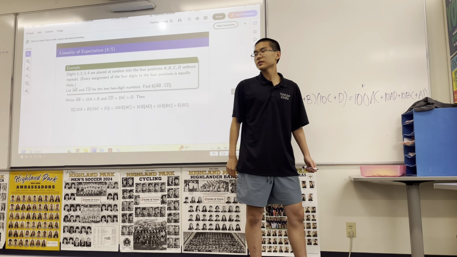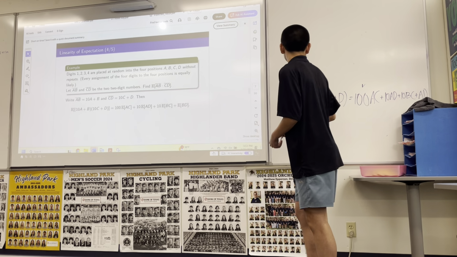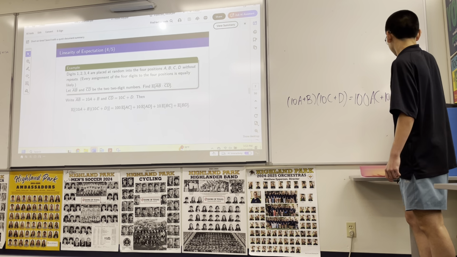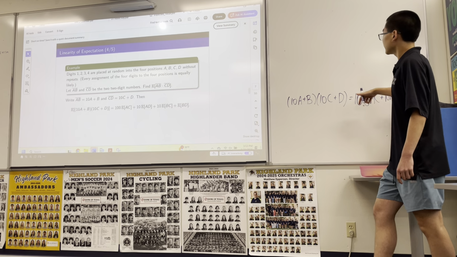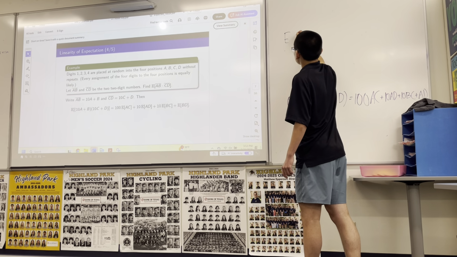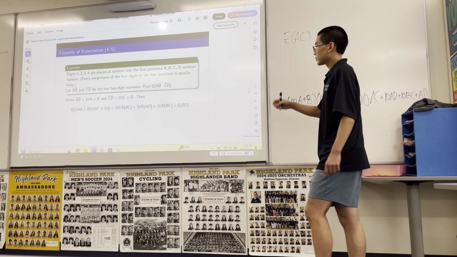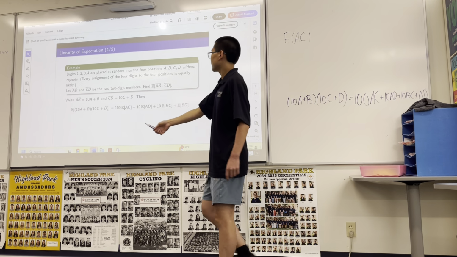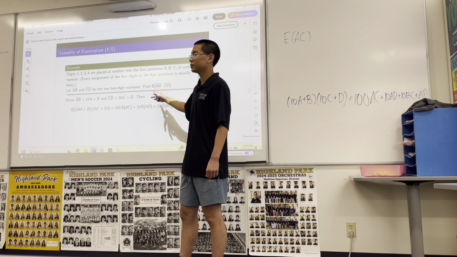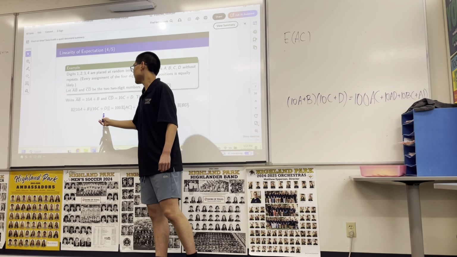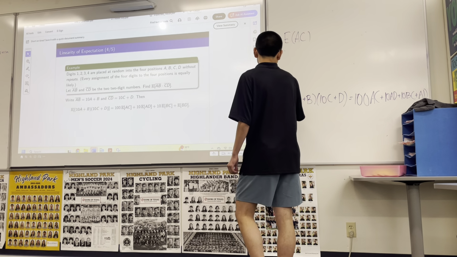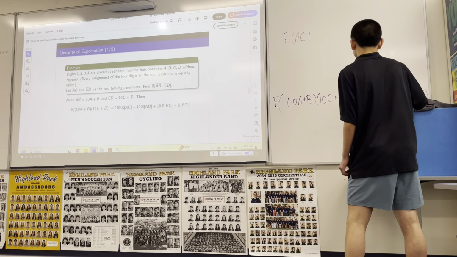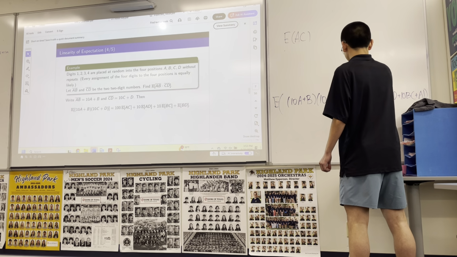Did anyone get an answer? Okay, what we do after this is we can apply linearity of expectation. We can find the expected value of AC, which is just the product of A and C. So we want to find the expected value of the product of the two numbers. We can write the product like this. Now if we open the brackets, we get the expected value of this expression.